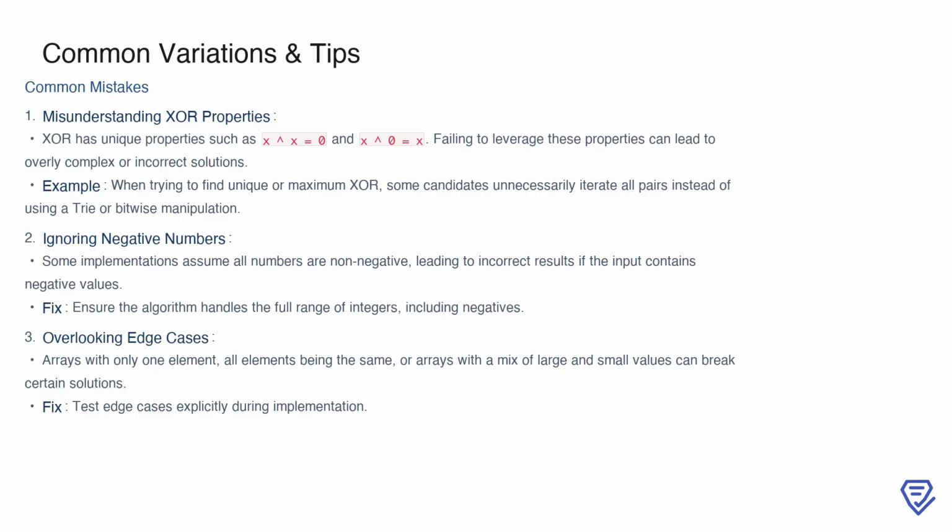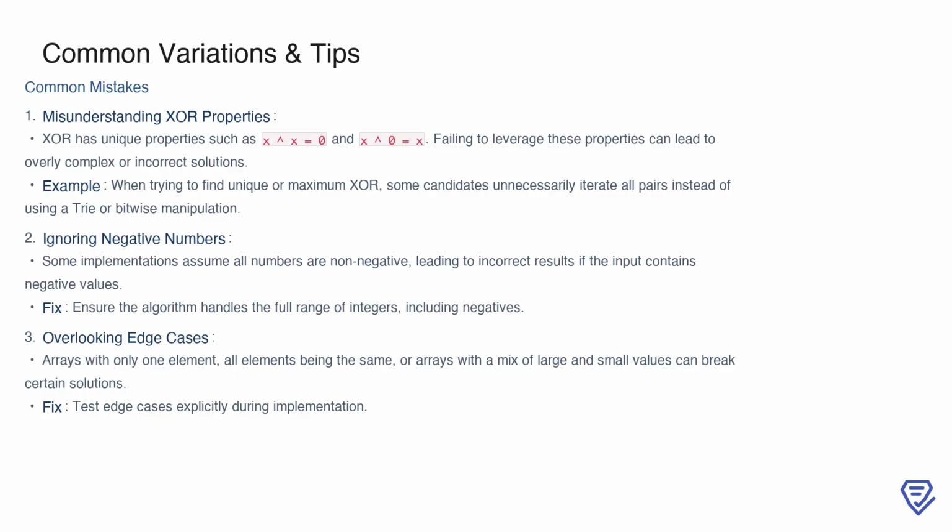First, misunderstanding the unique properties of XOR can lead to overly complex or incorrect solutions. Remember, XOR has properties like x ^ x = 0 and x ^ 0 = x. These can simplify your logic significantly. For instance, instead of iterating through all possible pairs to find the maximum XOR, you can use structures like a tree or optimize with bitwise manipulation.